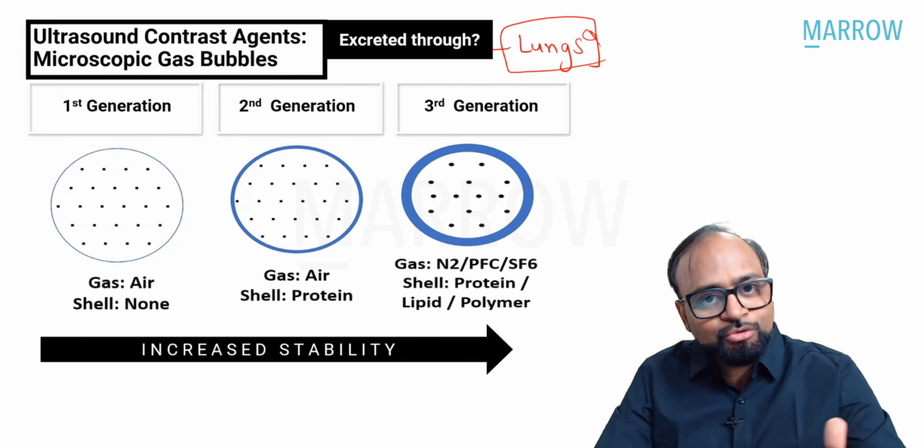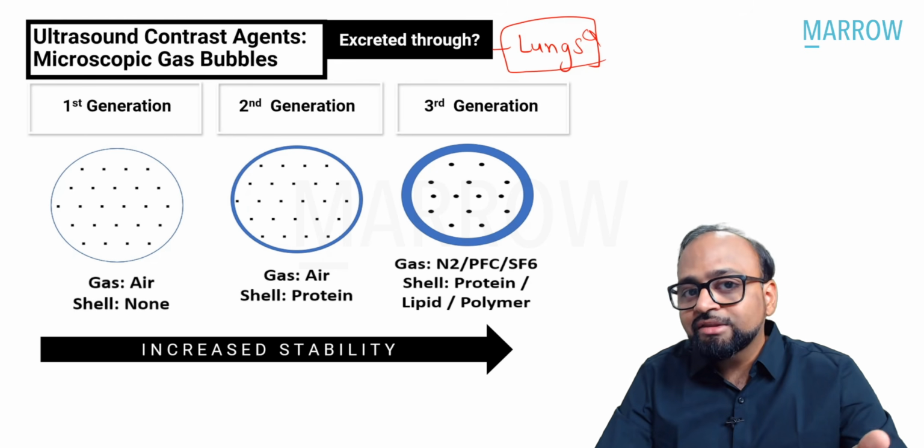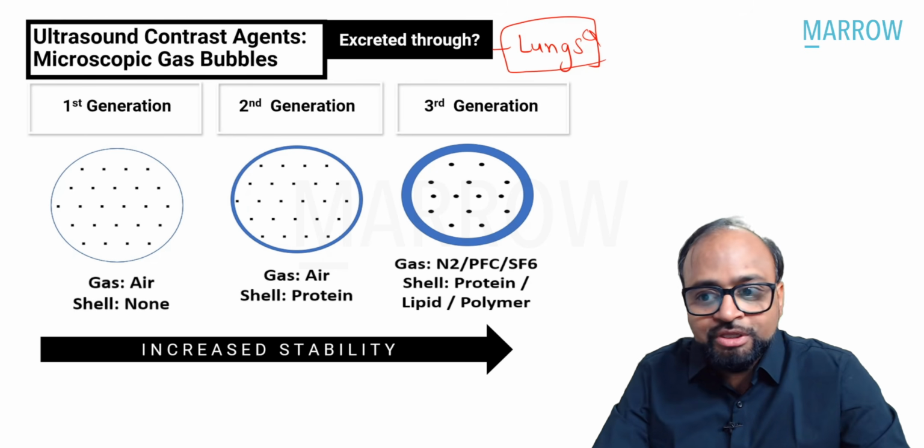They have nothing to do with the kidneys as far as their excretion is concerned. They are not toxic, and therefore they are excreted from the body through the lungs.